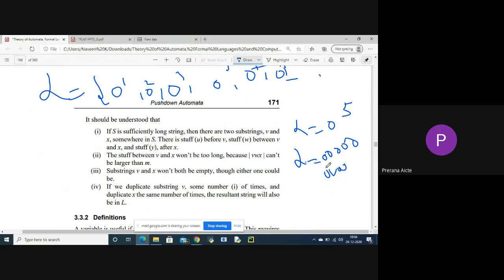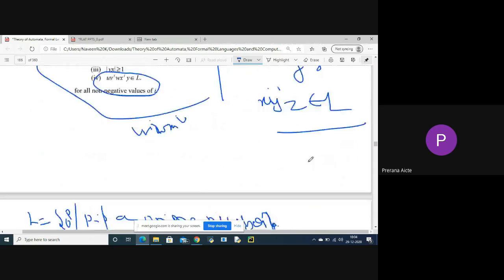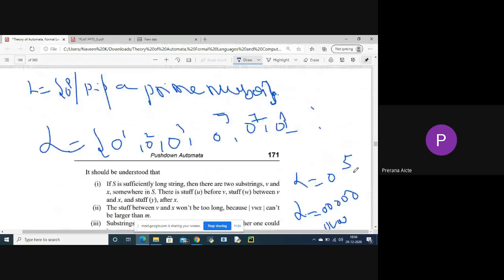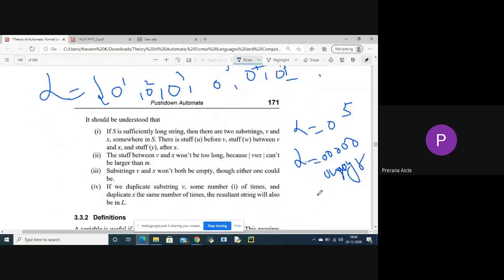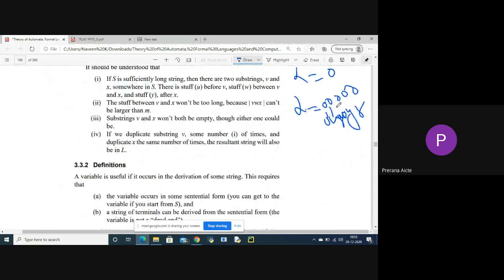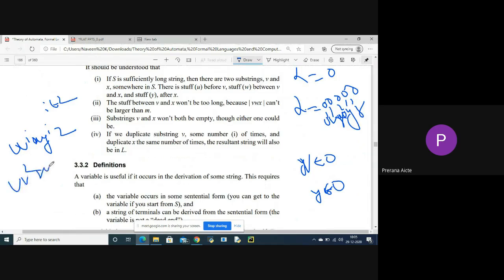UVWXY is UV, XYZ. So here U, V, XYZ, and V belongs to 0 and Y belongs to 0. Then the pumping lemma rule is U V power i X Y power i Z, where i belongs to 2. So it is U V square X Y square Z.